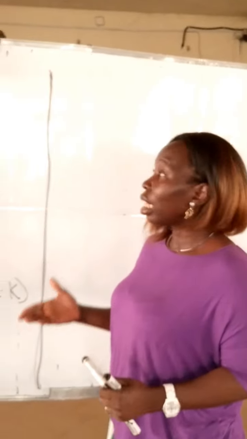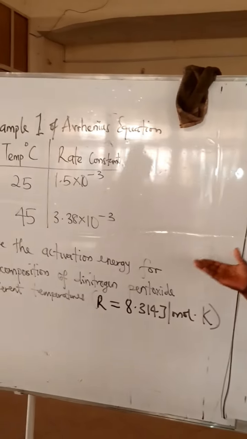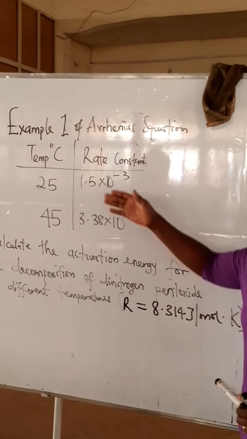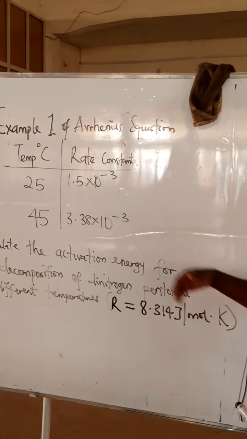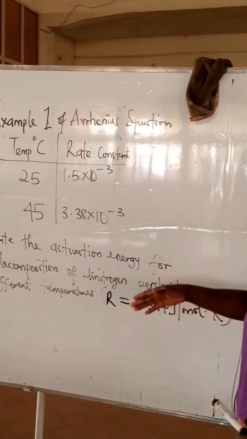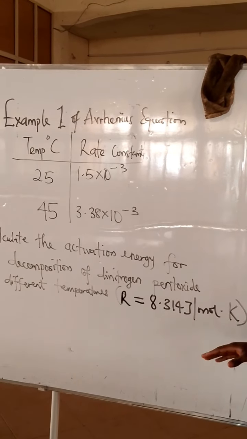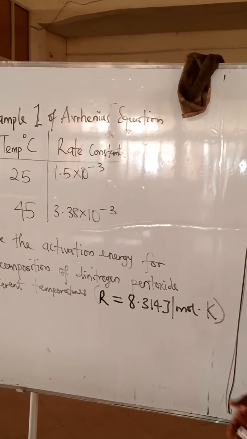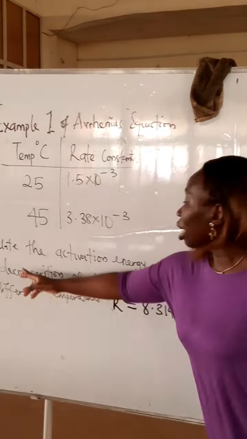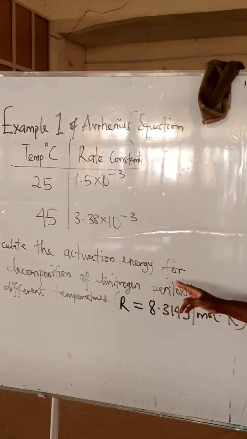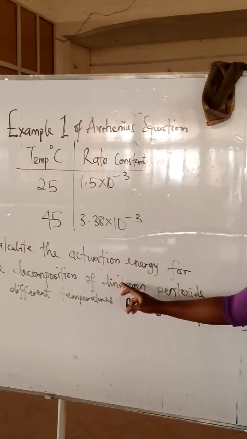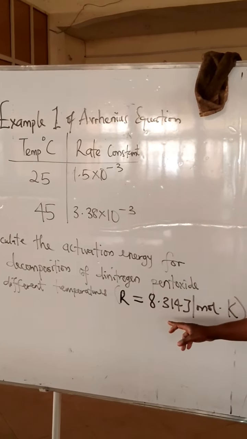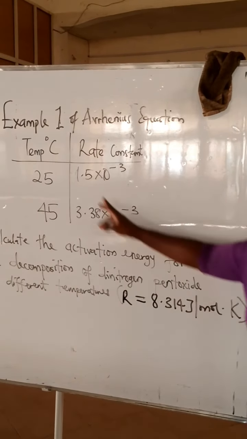We are going to take some examples as regards this Arrhenius equation. Example 1. A table was given to us, and we have the temperature 25 degrees Celsius. The rate constant was also given to us at that temperature. 45, we also have the rate constant. Now, what is the question? The question is, calculate the activation energy for the decomposition of dinitrogen peroxide at different temperatures. So the temperatures they are telling you now are these temperatures.